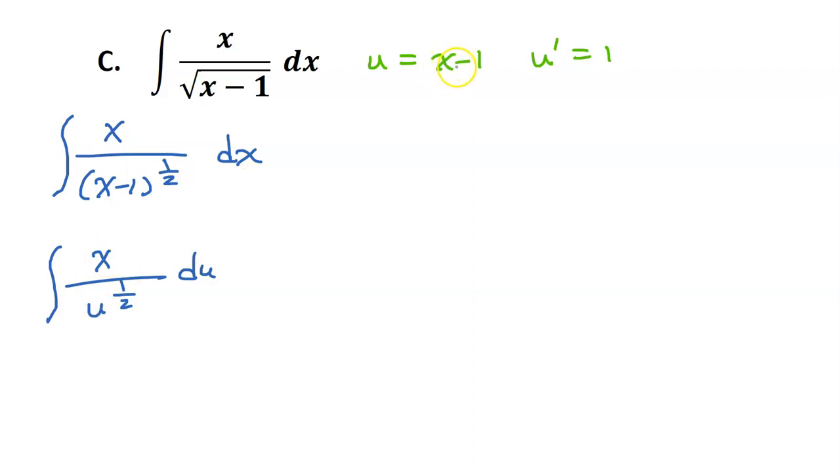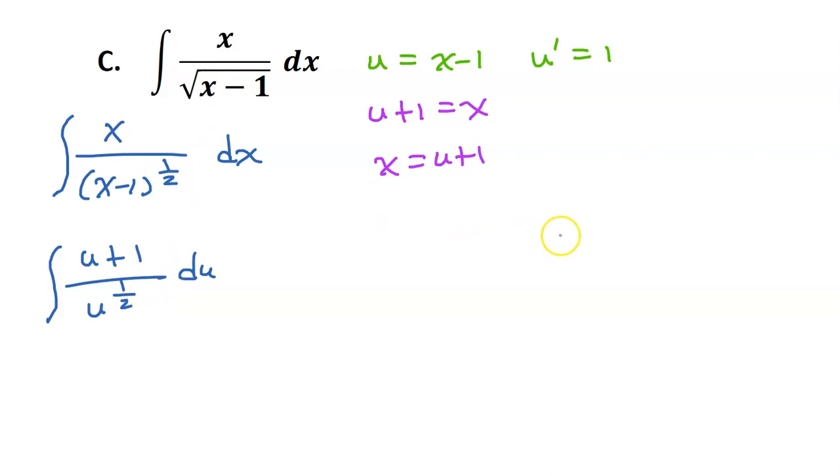So let's solve for x by adding 1 to both sides. So I will have u plus 1 is equal to x. In other words, x is equal to u plus 1. So I'm going to erase this x and put u plus 1 in its place. Now, can I solve this somehow is the remaining question.